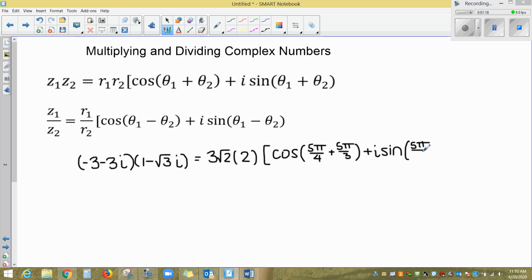Now, of course, we want to go ahead and clean up, do the arithmetic in the parentheses. It may or may not be a nice looking fraction when we're done, but we do need to write it as just a single fraction in there. So if we add 5 pi over 4 and 5 pi over 3, I know that the common denominator is going to be 12. This would end up being 15, and this would end up being 20, so 35 pi over 12.